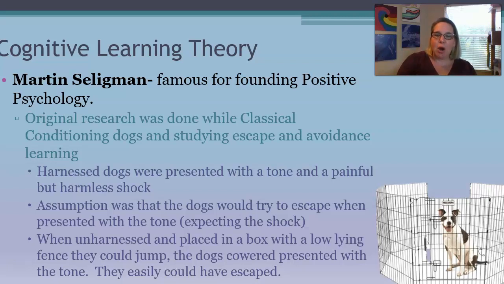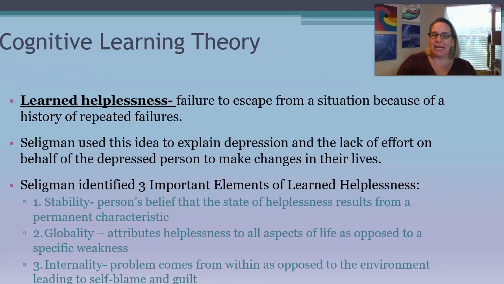So then he unharnessed them in their little cage, and he placed a box in there so that they could easily jump out. And then they gave the tone, and all the dogs didn't try to escape. They just kind of cowered in their cage, and they didn't escape, even though they absolutely could have. So not only were they classically conditioned, but Seligman felt like they learned a helplessness, an inability to escape from a bad situation because they weren't able to escape previously.